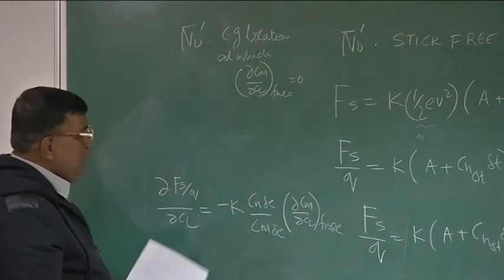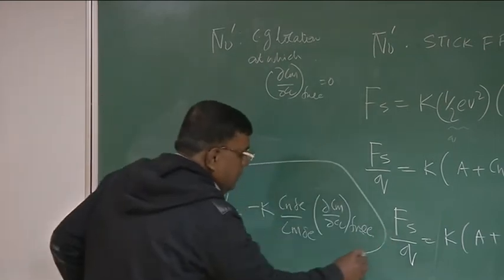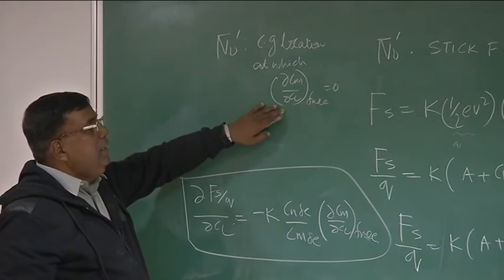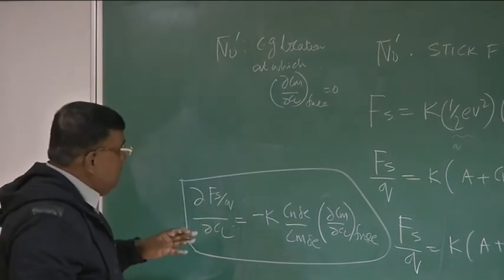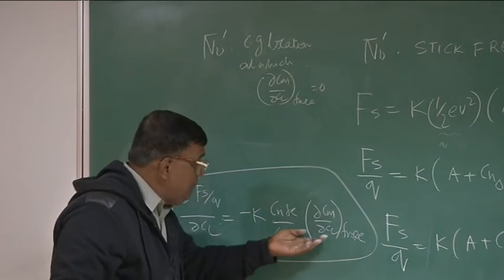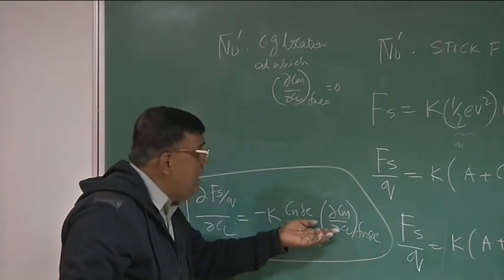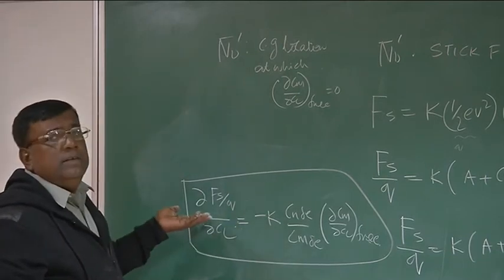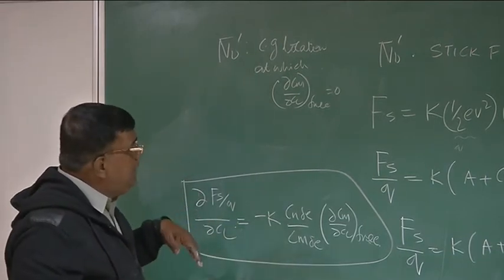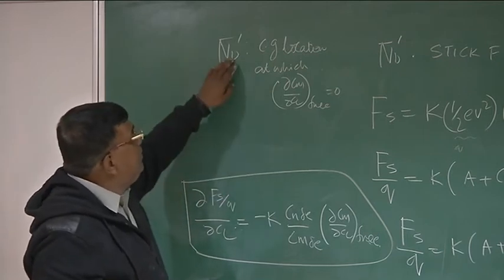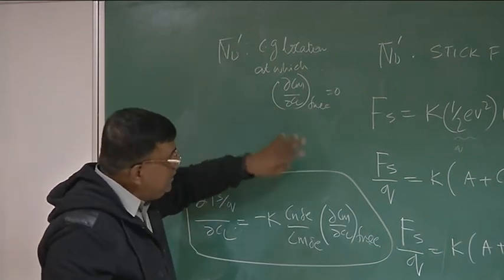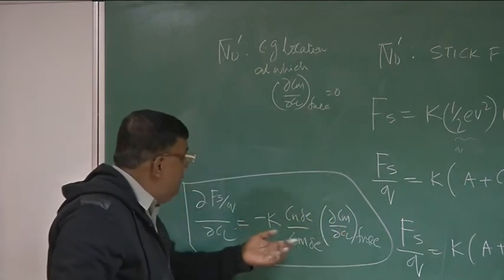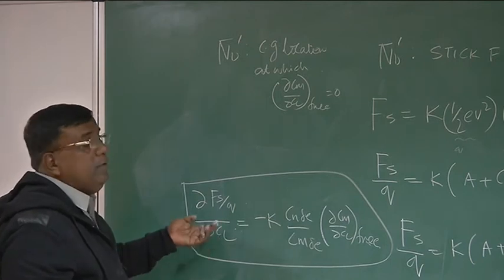So what is the meaning now? Carefully see this expression. What is our aim? We have to find the CG location at which dCm by dCl free is 0. That means at that CG where dCm by dCl free is 0, d(Fs by Q) by dCl is also 0. This is clear? I repeat, the CG which is the stick free neutral point, at which dCm by dCl is 0, this relationship tells you that d(Fs by Q) by dCl is also 0.